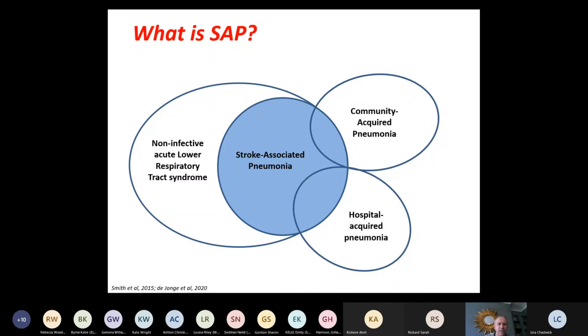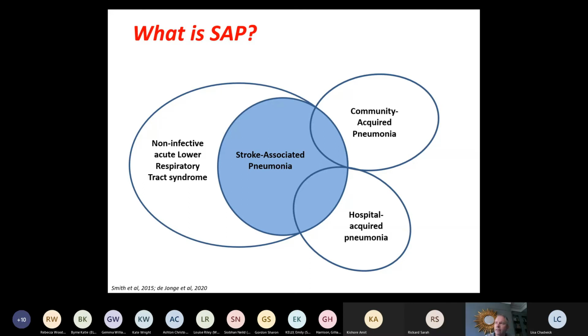So what exactly is SAP? And this is another schematic which isn't really supposed to look like a fish, but I realized that it did after I drew it. And SAP really incorporates an infective syndrome that occurs within the lungs within the first 7 days of stroke. And there is important overlap both with community-acquired pneumonia and hospital-acquired pneumonia. But the important thing for all of us is that SAP in itself is a discrete entity which merits particular consideration separately from community-acquired pneumonia and hospital-acquired pneumonia.